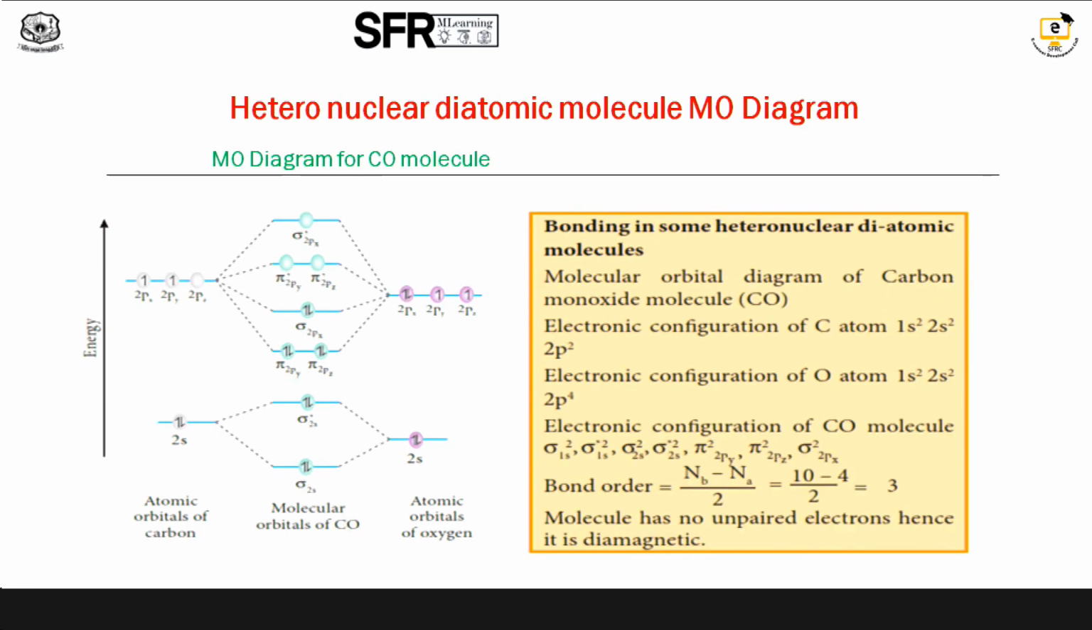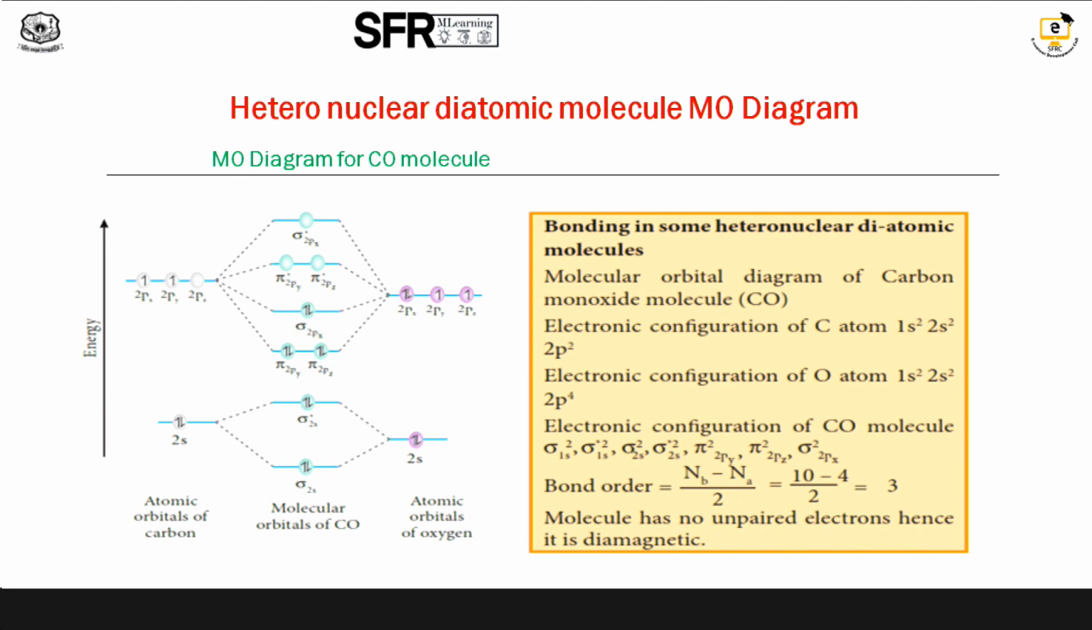This is the last topic, heteronuclear diatomic molecules, where both atoms are different. Here we discuss the MO diagram for the carbon monoxide molecule. Carbon has atomic number 6 and oxygen has atomic number 8, so carbon has lower electronegativity than oxygen. So the carbon atomic orbitals have higher energy than the oxygen atomic orbitals, and oxygen atomic orbitals have lower energy than carbon.